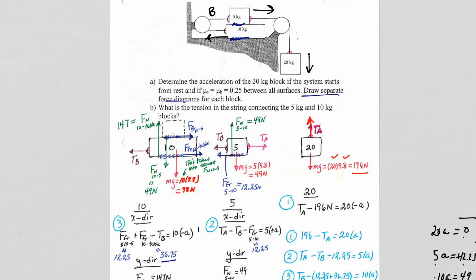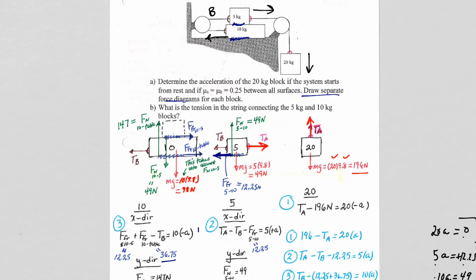Our force diagram is complete for the 20 kilogram block, and now we are going to move on to the 5 kilogram block. On the 5 kilogram block, we have tension A, same string, pulling to the right on the 5 kilogram block, because we said with no friction, right, the 5 kilogram block is going to go to the right, and that means when we put friction in, as we did here, friction has to go to the left on the 5 kilogram block, opposing the motion.